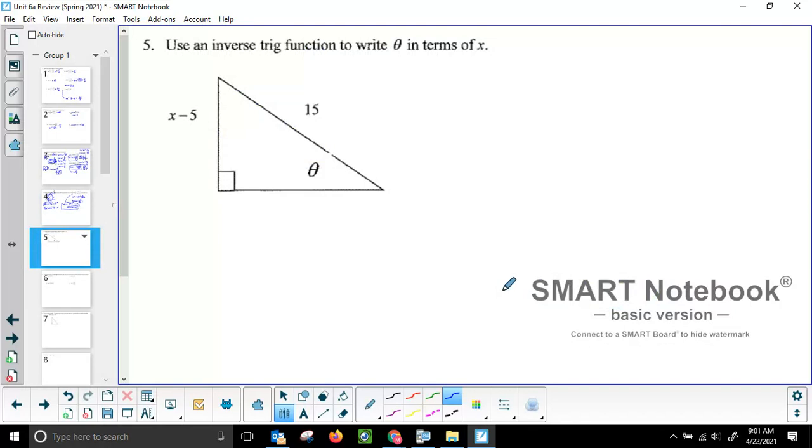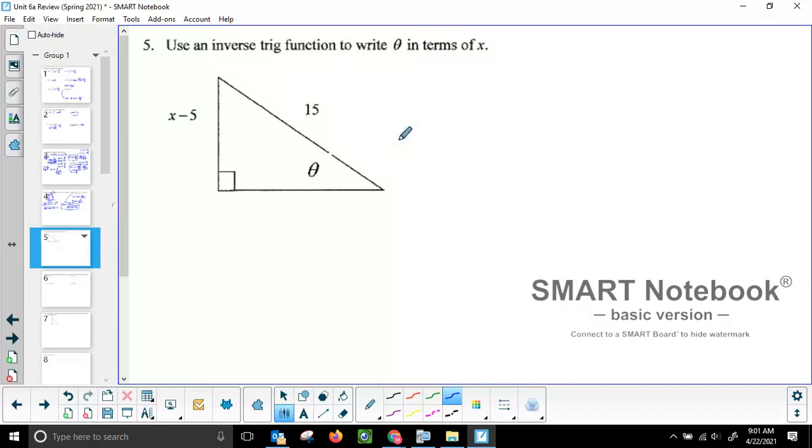Number 5. Use an inverse trig function to write theta in terms of x. This is probably the easiest question on the test, and for some reason, one of the most missed questions on the test. When it says theta in terms of x, it just means you have to have theta equals some stuff with some x's in it. That's what that means.